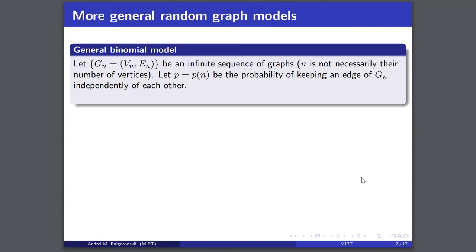And every graph in the sequence of graphs is random. No, in this sequence, G sub n, everything is fixed. But after we take p, then we consider a random subgraph of this graph G sub n. So we randomly skip some edges from this graph. Yes. Some motivation.